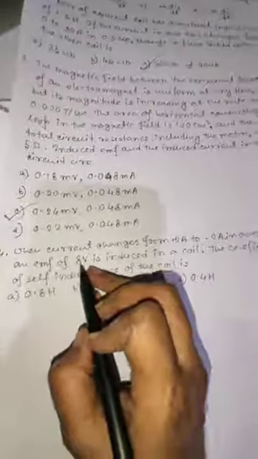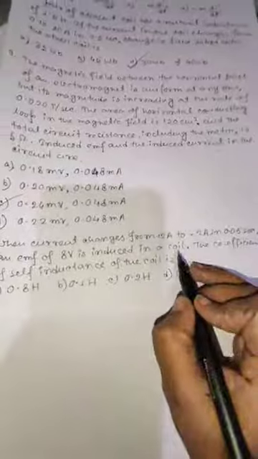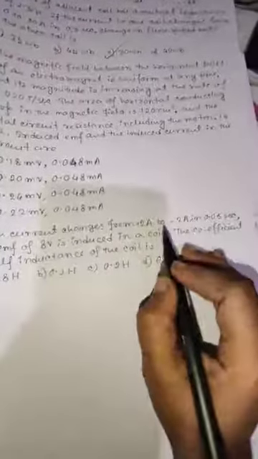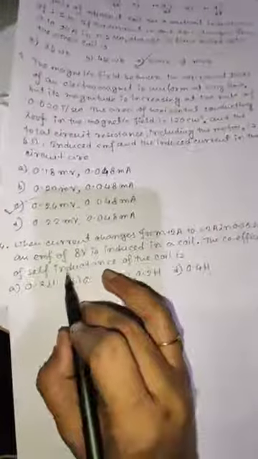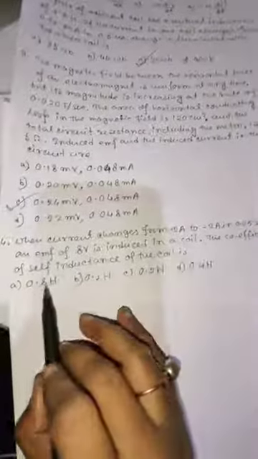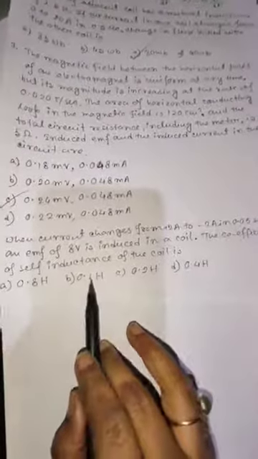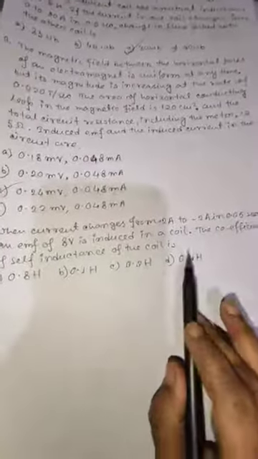When current changes from plus 2 ampere to minus 2 ampere in 0.05 second, an EMF of 8 volt is induced in a coil. The coefficient of self-inductance of the coil is, there are 4 options: 0.8 Henry, 0.1 Henry, 0.2 Henry and 0.4 Henry. So let us do this numerical.